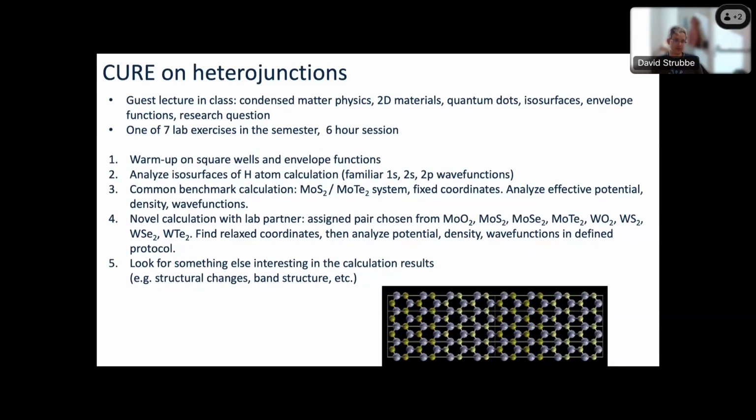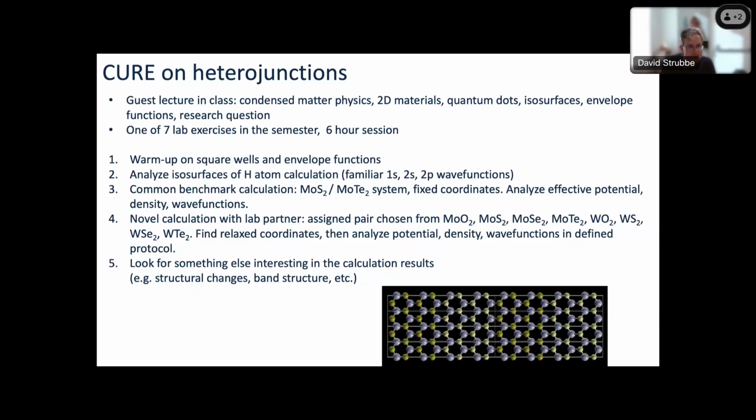This is one of 7 lab exercises in the semester, for which they had a 6-hour session to complete. The other ones were all some kind of more traditional experimental things, like looking at the optical spectroscopy of hydrogen or doing the Franck-Hertz experiment or something like that.